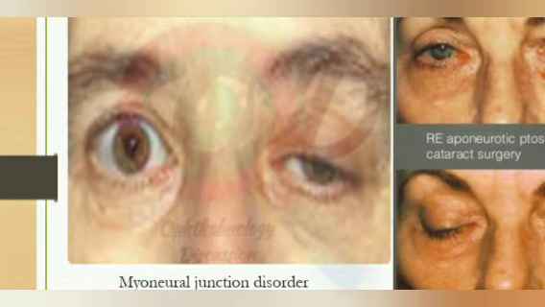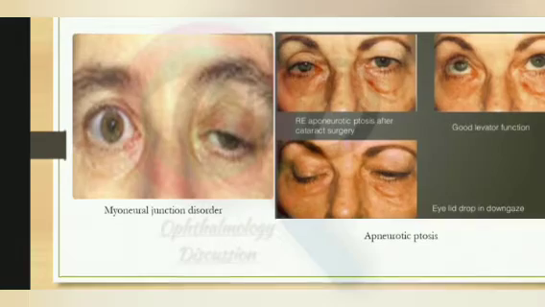So this is a myoneural junction disorder causing the ptosis, causing diplopia, sometimes causing blurring of vision also. So these are the things.